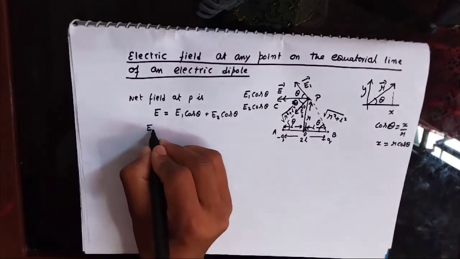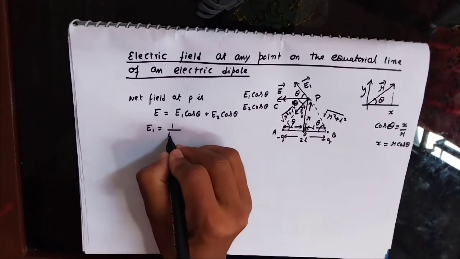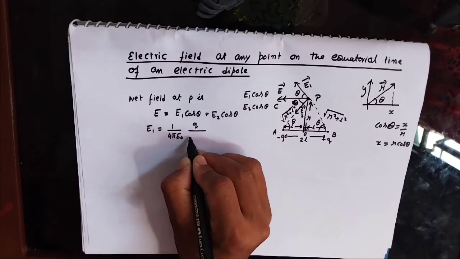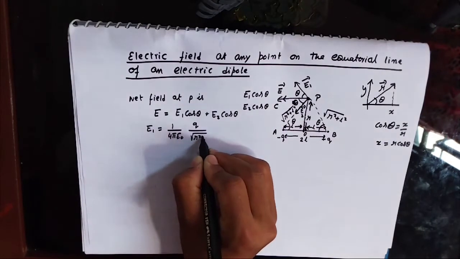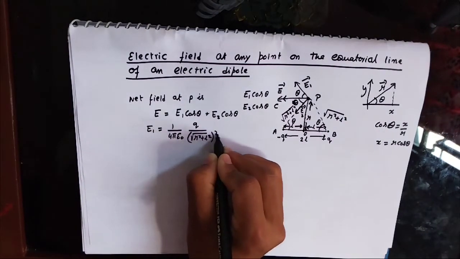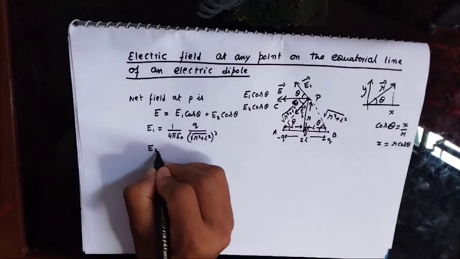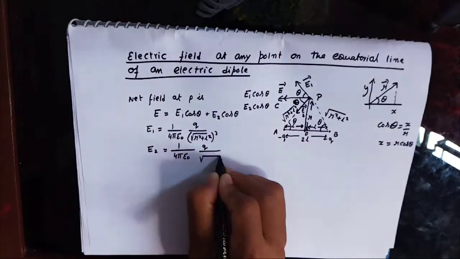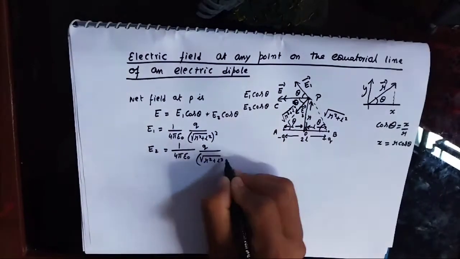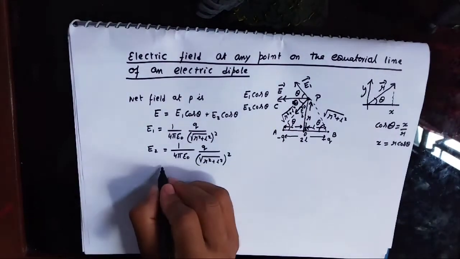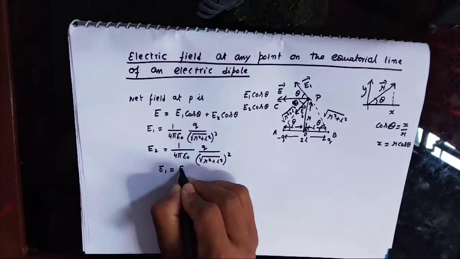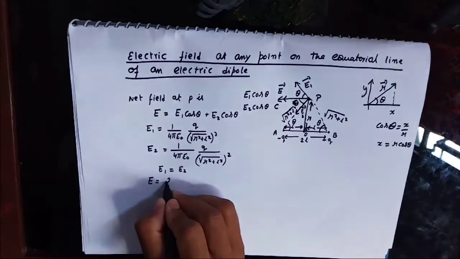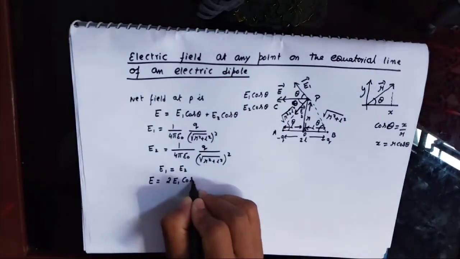So what is the magnitude of E1? E1 is 1 by 4 pi epsilon naught, the charge is Q, the distance is root over r square plus L square, whole squared. And then what is E2? E2 is 1 by 4 pi epsilon naught Q, then root over r square plus L square, whole squared. As we can see from here, E1 and E2 are equal in magnitude. Therefore, this electric field can be written as twice E1 cos theta.